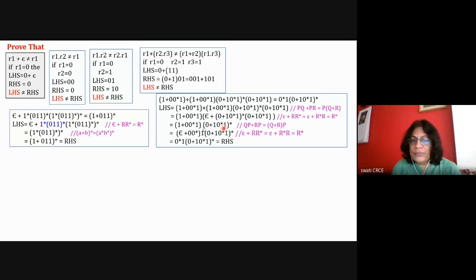I have got the right hand side's part, and I need to have one. So from this left term, I can take out one as the common symbol. So I have taken this one as a common symbol and then I have rewritten this part, that is epsilon plus 0 0 star. Again, epsilon plus 0 0 star is nothing but epsilon plus RR star, which we can rewrite as R star. So it is 0 string 1, 0 plus 1 0 string 1 bracket star.